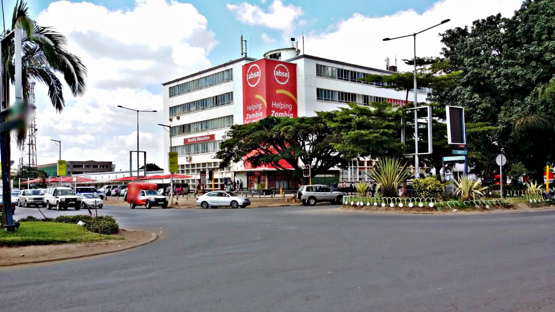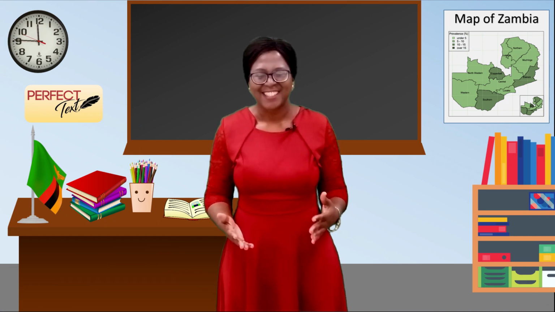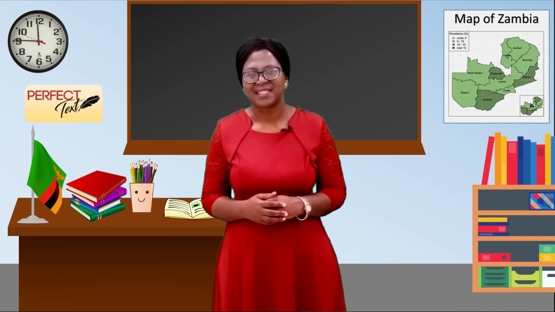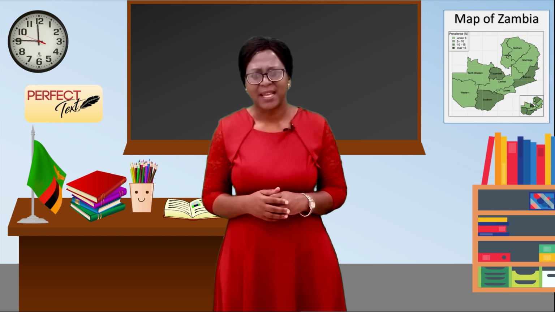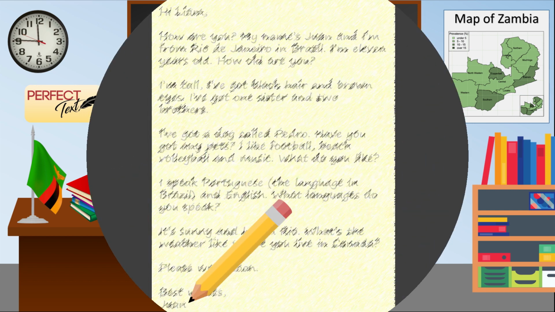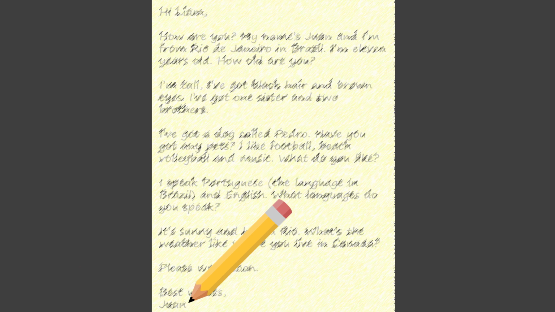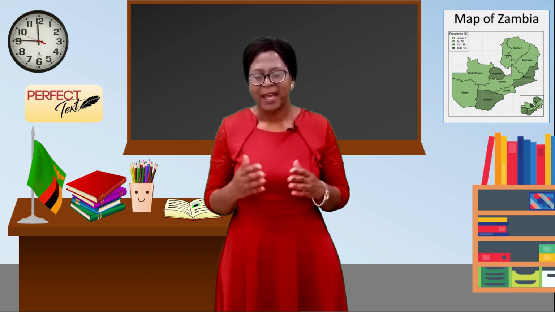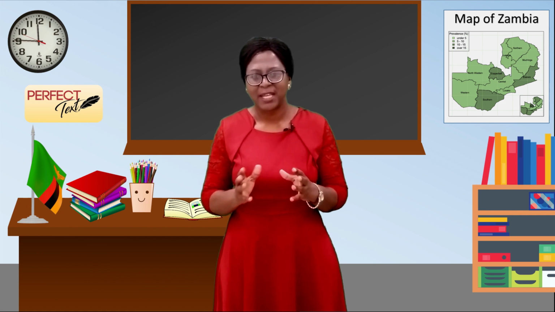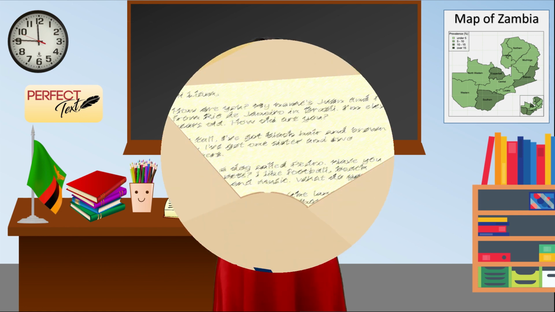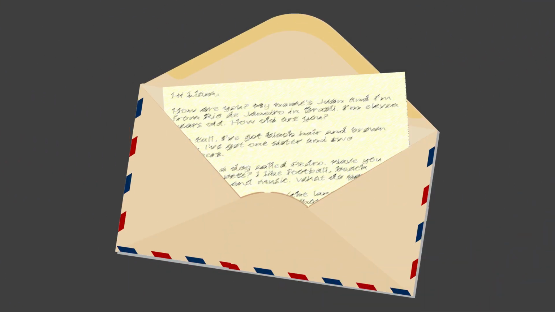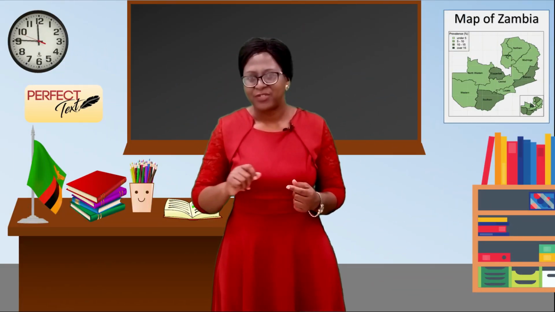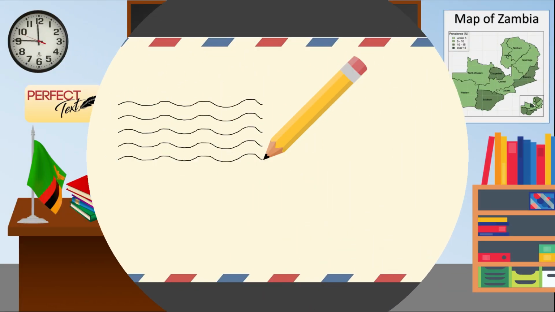Do you know what it is? Yes, it is the post office. Do you know how to send a letter at the post office? If you write a letter to someone who is far away, you go to the shop and you buy an envelope. Then you fold your letter nicely and put it in the envelope. Then you write the address of the person on the envelope.